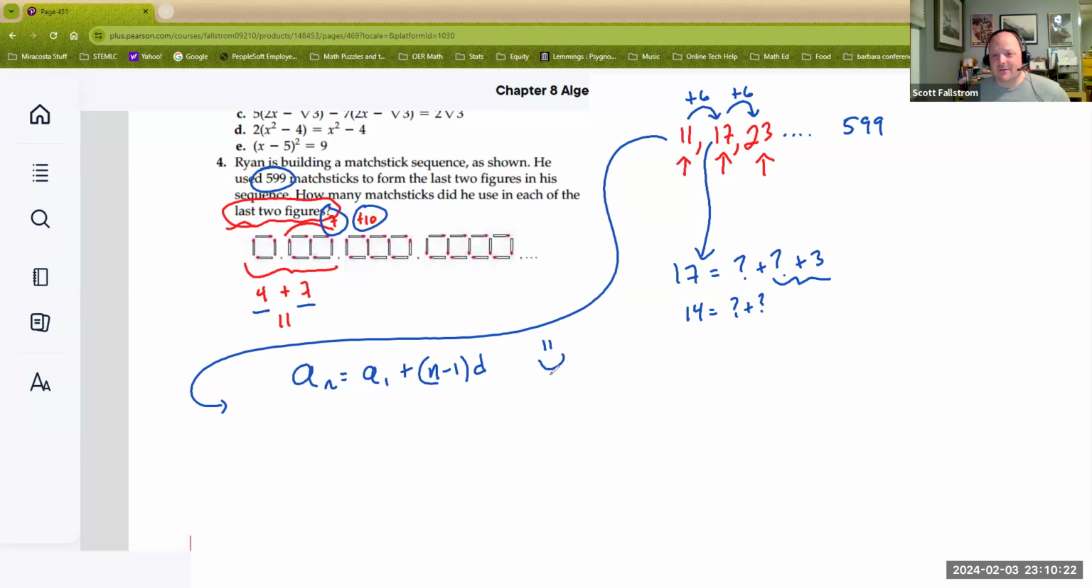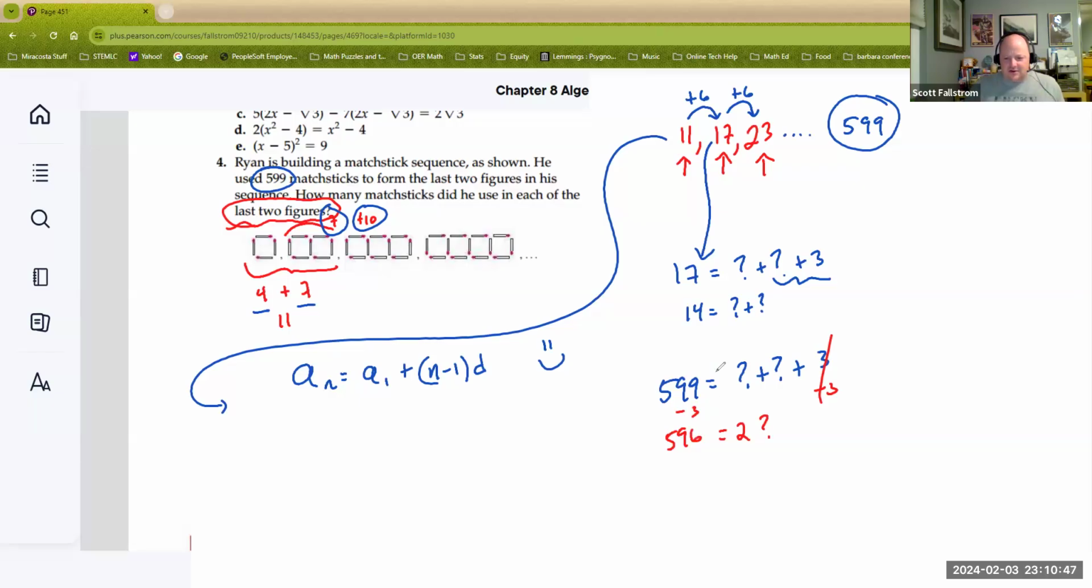I may not even need that formula, because knowing that 599 is this type of a sequence, I would just do 599 is equal to question mark plus 3. Take 3 away from both sides. That gets rid of that, and then I have 2 question marks is equal to 596.